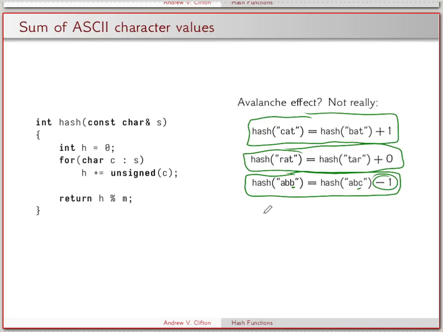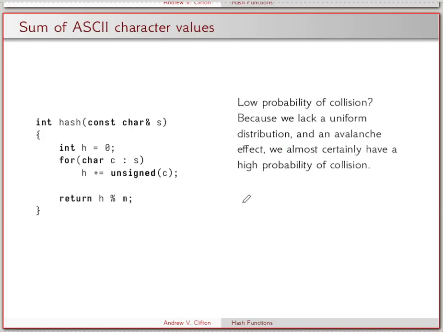So we have slightly more of an avalanche effect than the previous two, but still nothing to write home about. And again, if you combine the fact that we have a very non-uniform distribution with an almost complete lack of an avalanche effect, then our probability of collision is going to be pretty high for this one.